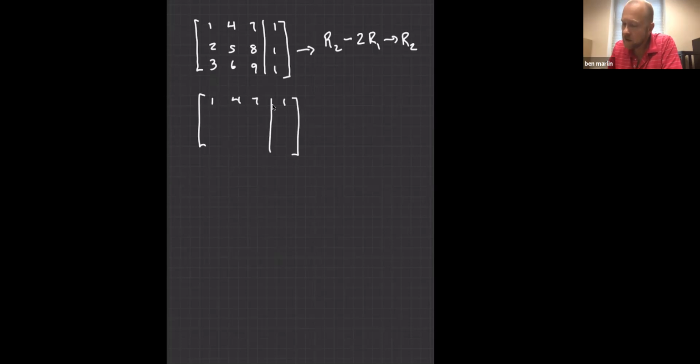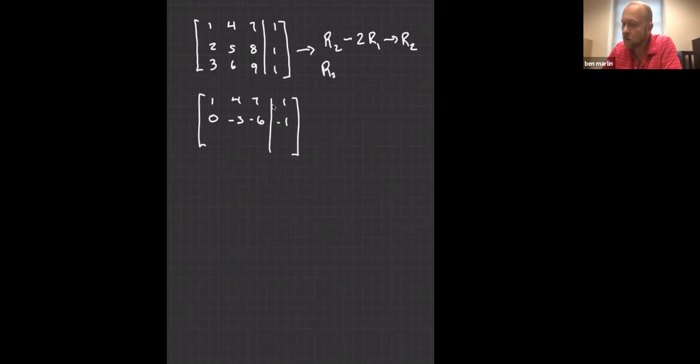Okay, so when I do that, I will have 1 minus 2 is 0, 5 minus 2 times 4, so 5 minus 8 is negative 3, and then 8 minus 2 times 7, so 8 minus 14 is negative 6, and 1 minus 2 is going to be negative 1. Okay, so that's the first thing I did.